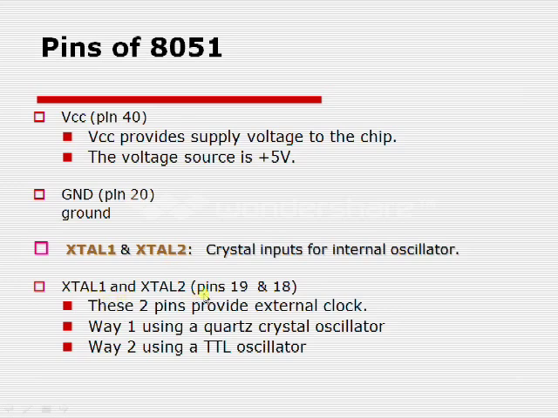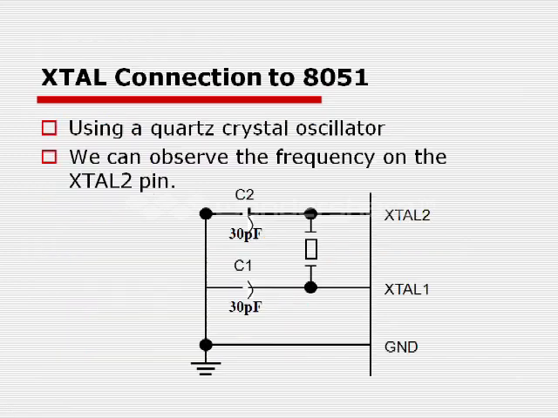So XTAL1 and XTAL2, pins 19 and 18, these two pins provide the external clock, as I told you. Here we can connect this oscillator in 2 ways. The first is by using the crystal oscillator, and the other is by using the TTL oscillator, which means some external oscillator whose output is directly given as an input signal. Now let us see how to do that. Internally in the controller we have an inverting amplifier. As we have an inverting amplifier, we require to add only the feedback element. So let us see how to design that feedback element.